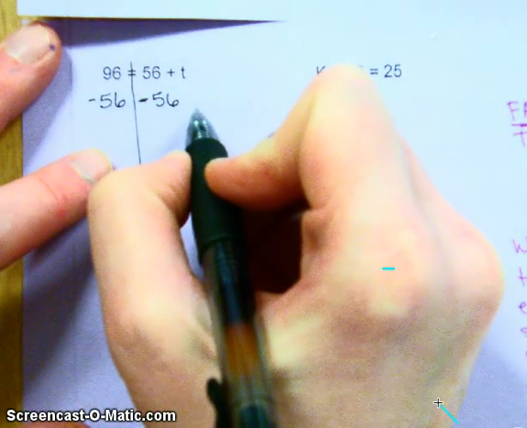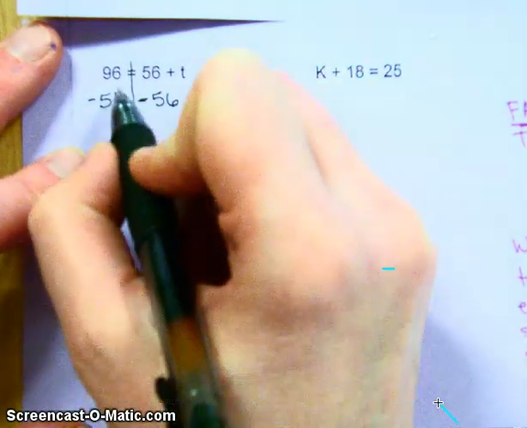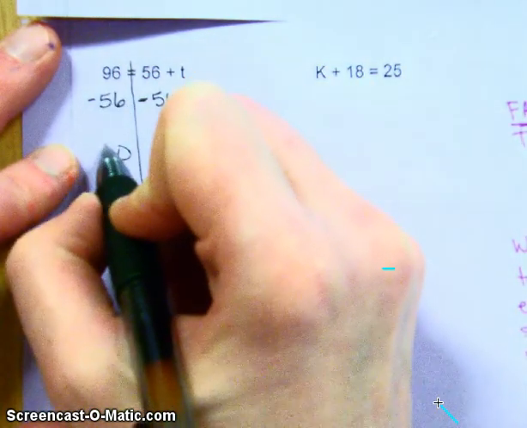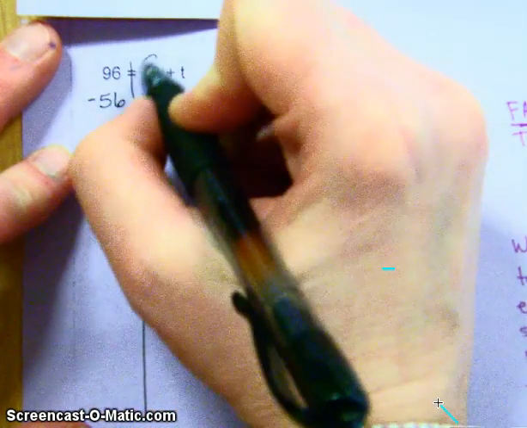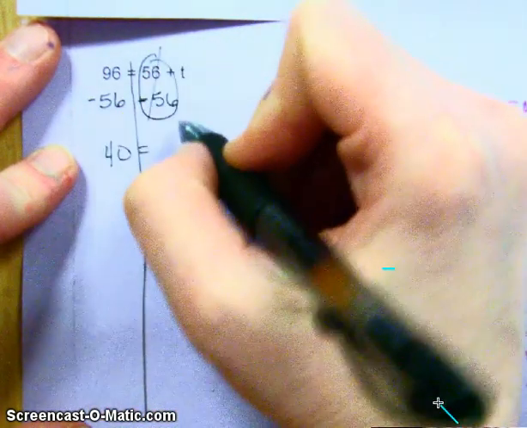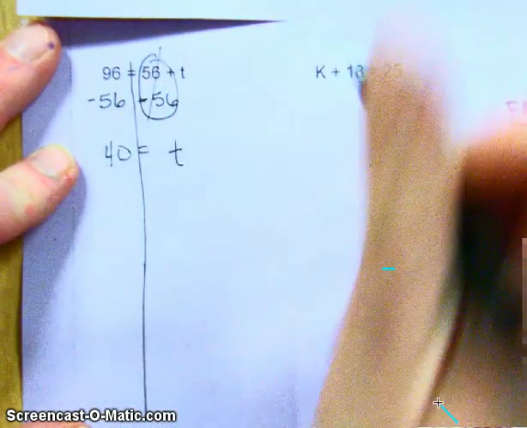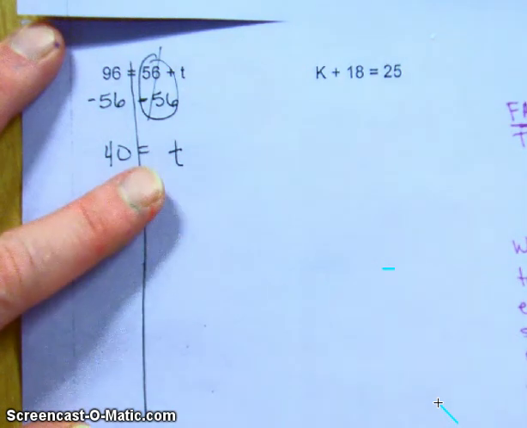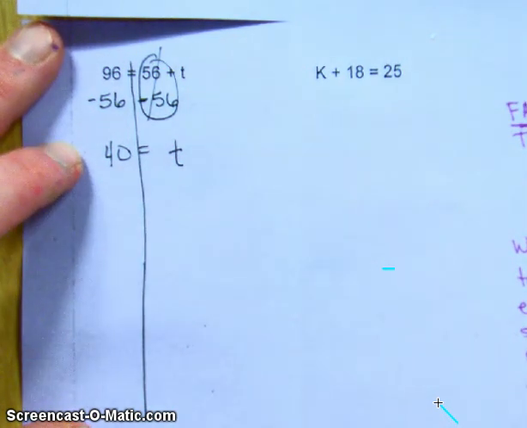Do it to both sides. 6 minus 6 is 0. 9 minus 5 is 4. Here, that makes 0. T is remaining. The variable is still there. So 40 is equal to t.